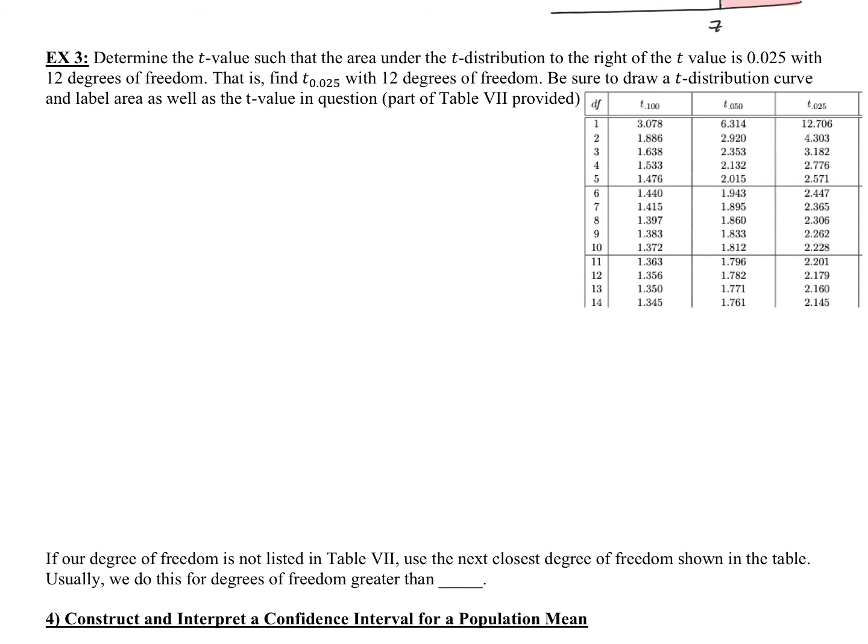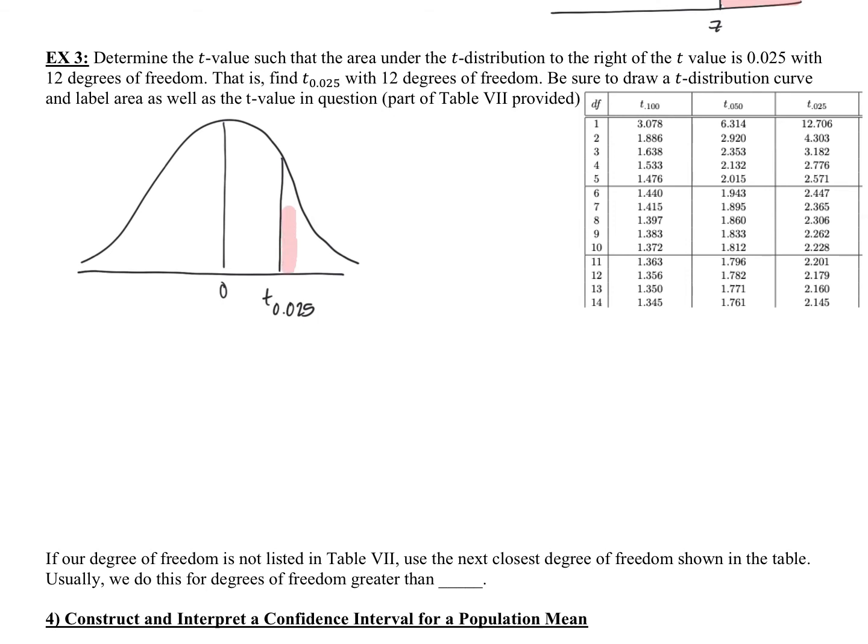Okay, so first off, let's go ahead and get a visual on what we're trying to find here. So we have our t-curve centered at 0. Now we're looking for the t-value such that the area to the right of that t-value is 0.025. So we're trying to figure out what t-value has an area to the right of 0.025. The nice thing here, remember, in our table for the t-values, it gives us the area to the right, which is different than the z-values.